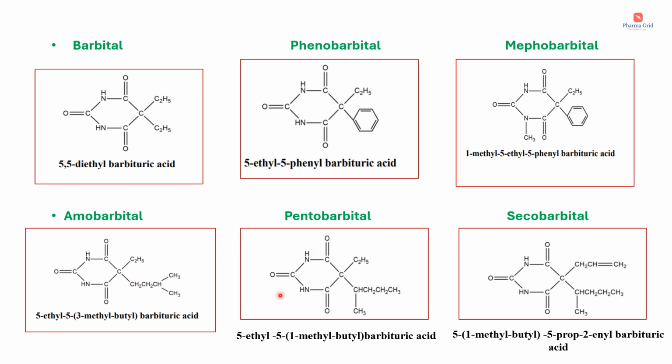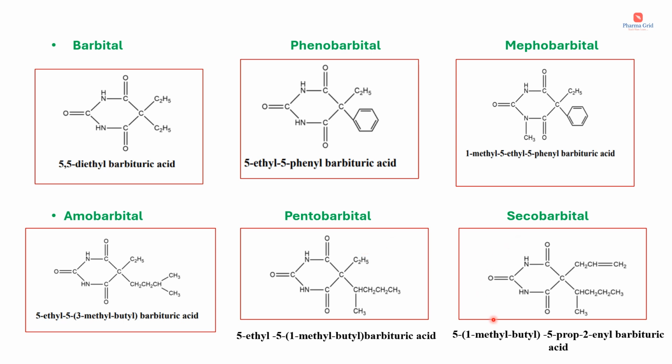Next is pentobarbital. In pentobarbital, all the other structures or functional groups are the same, and only the fifth position differs. In the fifth position, one substitution is the ethyl group and the second is the 1-methyl butyl group. So pentobarbital is also known as 5-ethyl 5-(1-methyl butyl) barbituric acid. The total number of carbon atoms in the fifth position is greater than 7. So pentobarbital is considered a short-acting barbiturate.